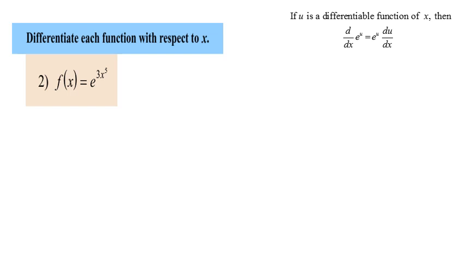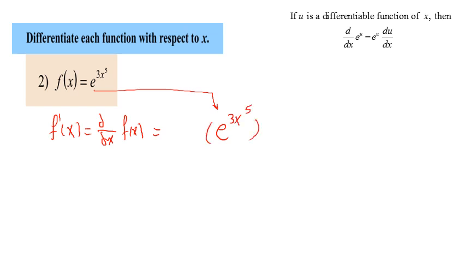Differentiate each of the following with respect to x. f of x is equal to e to the power of 3x to the power of 5. This is an exponential function, so I want to find f dash of x, which is the same as the derivative with respect to x of the function. I put down the function, e to the power of 3x to the power of 5, and multiply by the derivative of the exponent. The derivative of the exponent here is 15x to the power of 4. So it can be written as 15x to the power of 4 multiplied by e to the power of 3x to the power of 5.